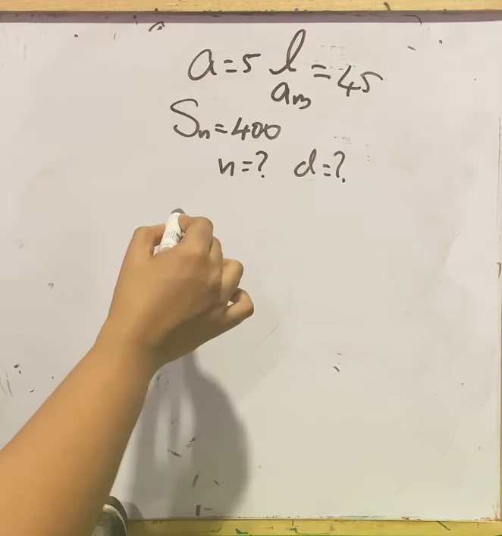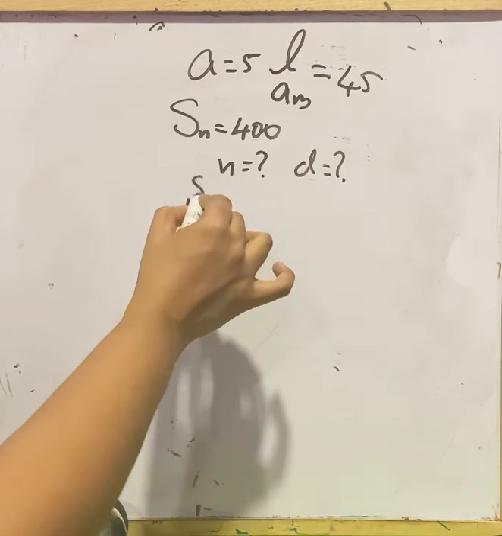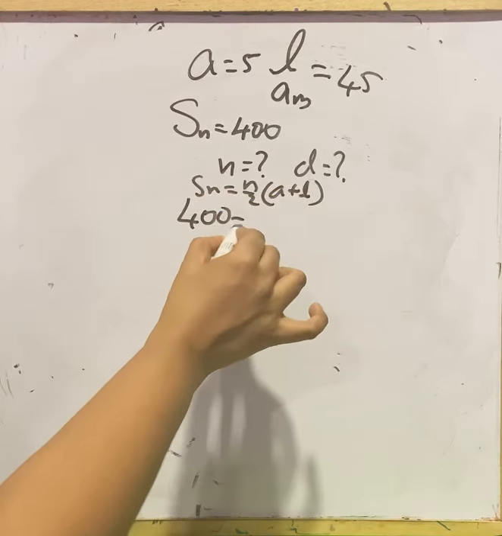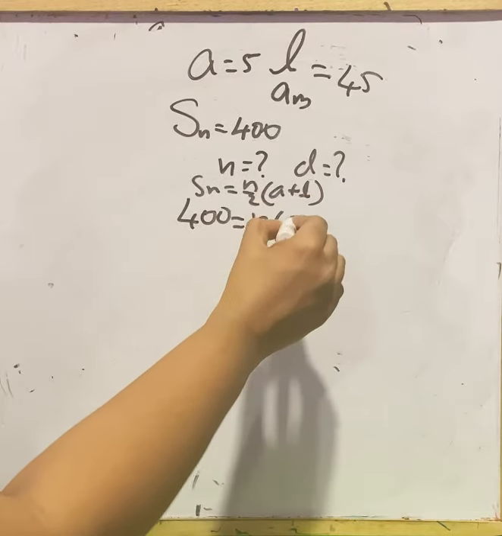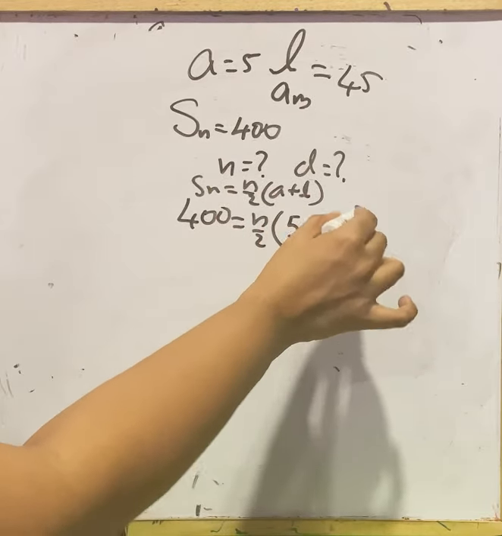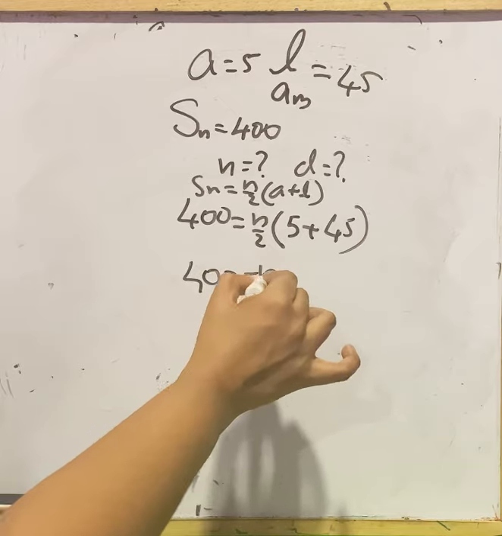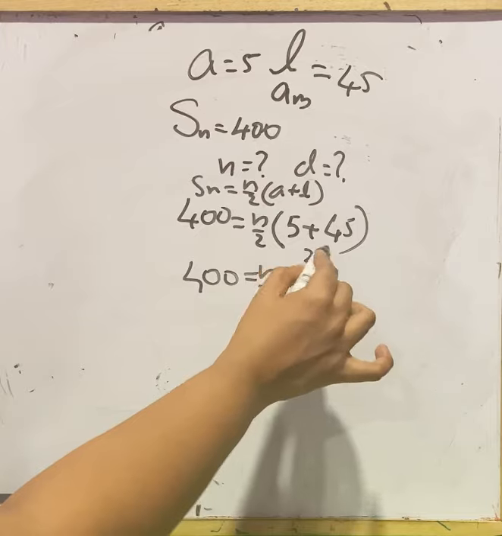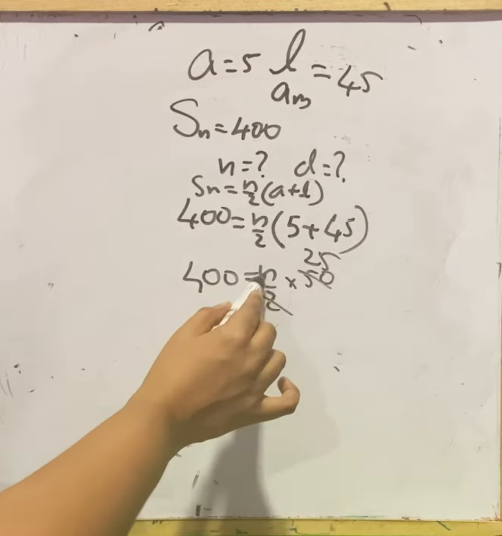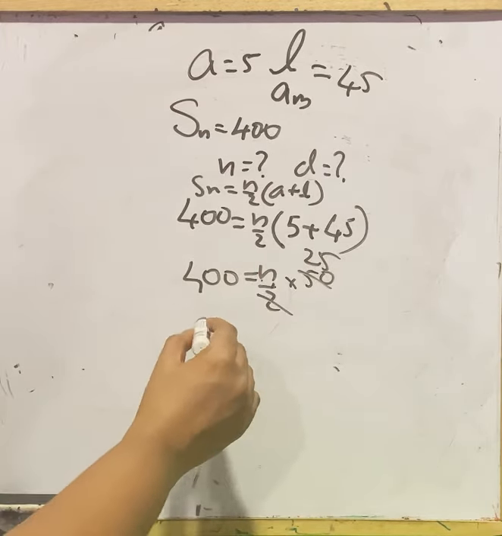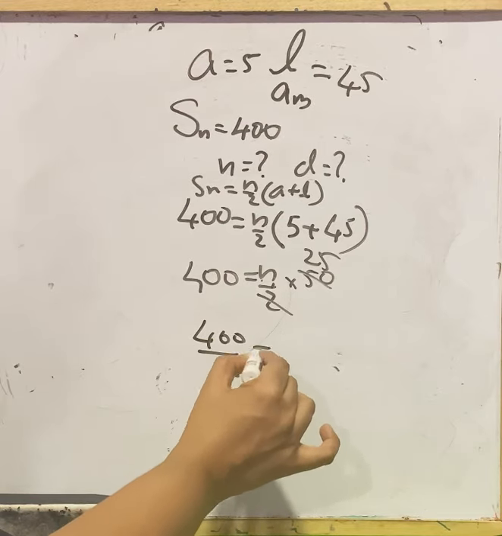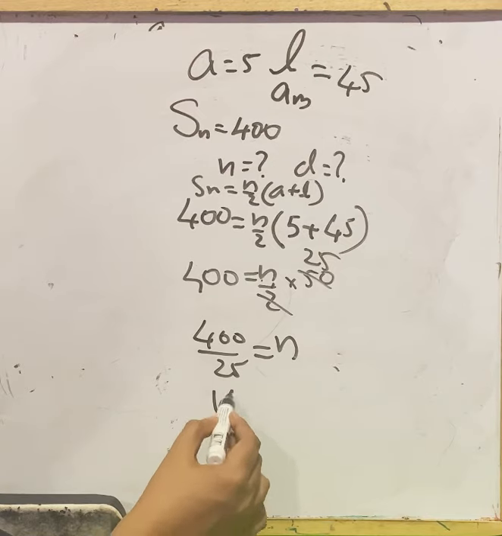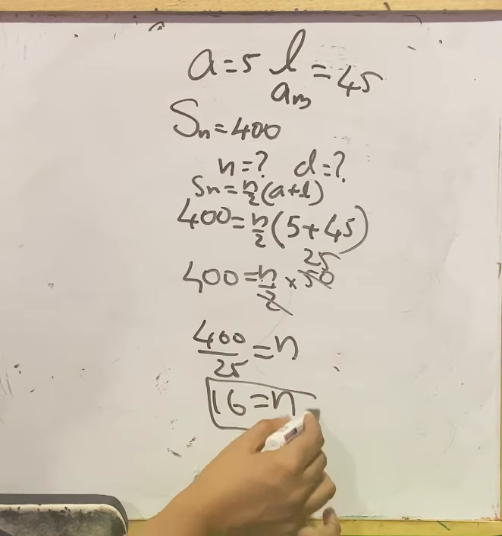So here we have an equation, that is 400 = Sn = n/2 into (a + L). So n/2 into a, which is 5, plus L, the last term, 45. 400 equal to n/2 into 45 plus 5, which is 50. Here it becomes 25, n into 25. Keep n here, take 25 to the side, it becomes 400 divided by 25 equal to n. 400 divided by 25 is 16. The value of n is 16.